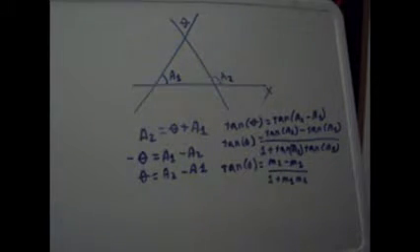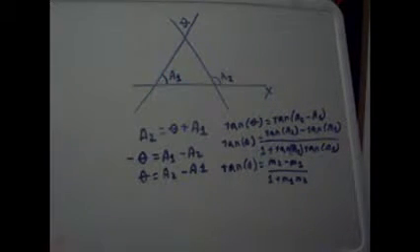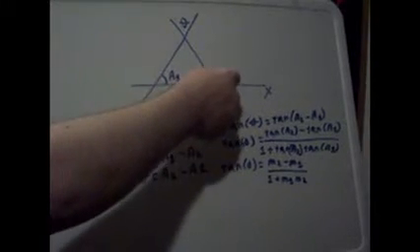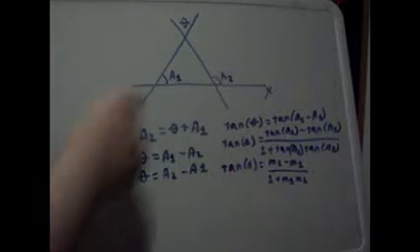Now, these two right here are angles, obviously, okay? But they happen to be the inclination of two lines. This is the inclination of this line right here. This is the inclination of this line right here.